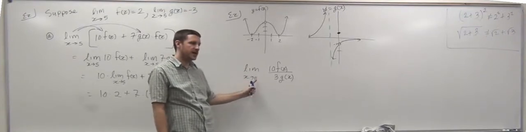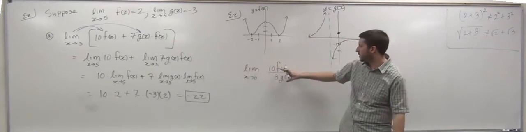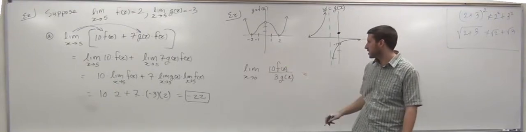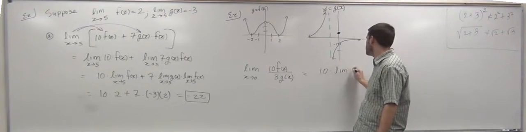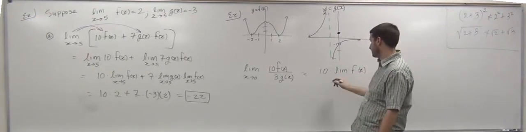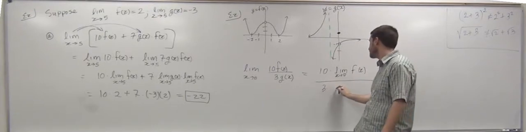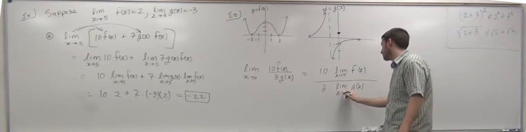But I'm dealing with limits, right? Yep. Okay. So what I can do is push this limit right next to the function, right? Limits behave really well with division and multiplication. So I just need to find what 10 times the limit of f is as x goes to 0, and divide that by 3 times the limit of g as x goes to 0.